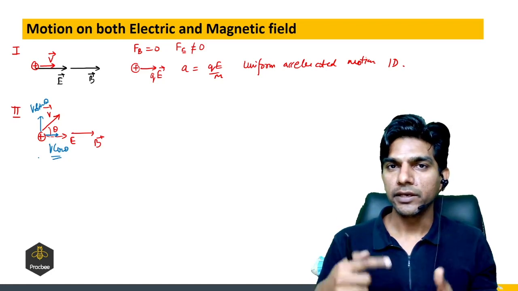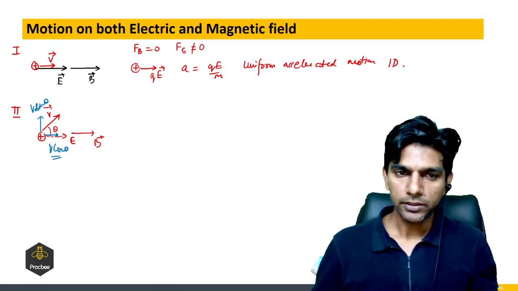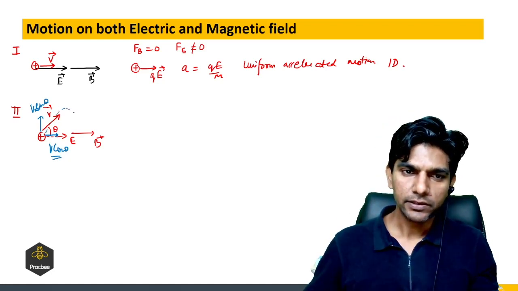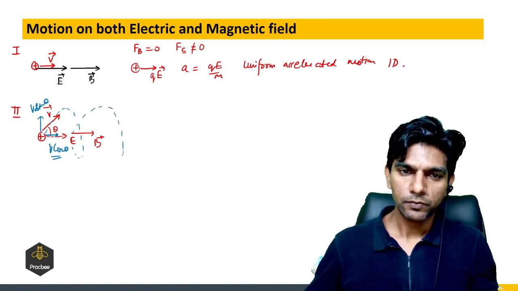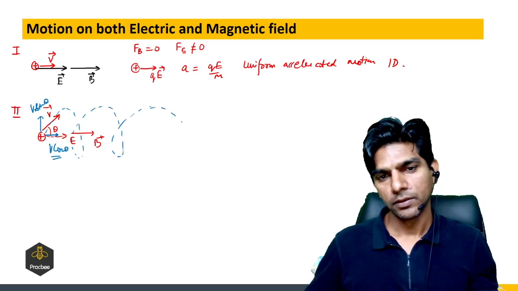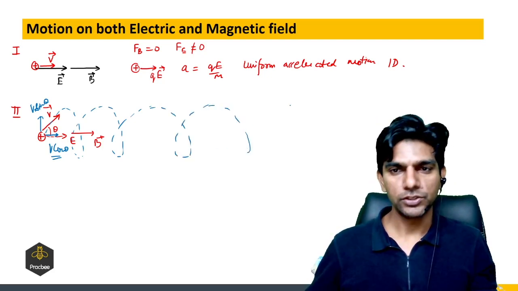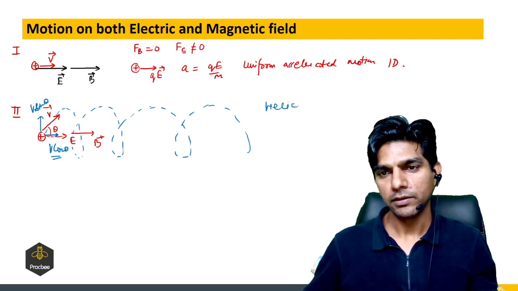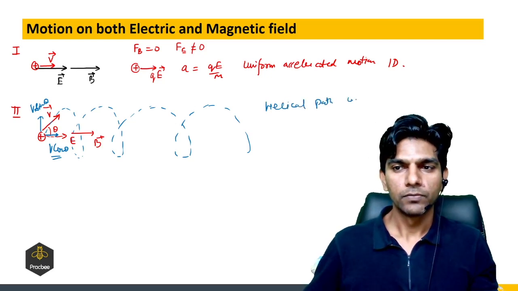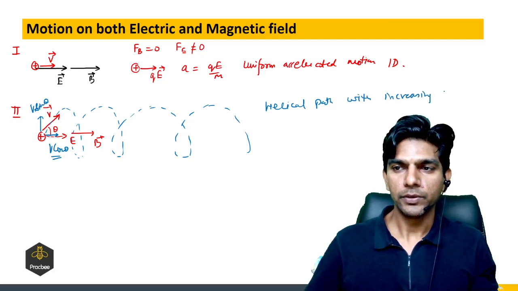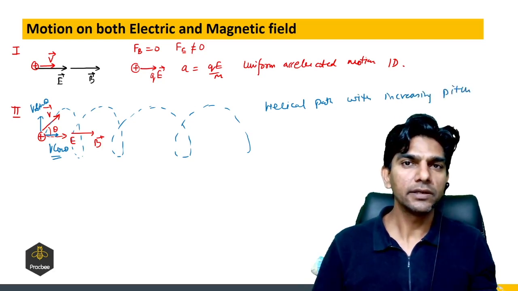Now in this case, the pitch is not constant. So the particle will move like this. First the pitch will be less and then the distance keeps on increasing. So you can say it will be a helical path with increasing pitch. So pitch is increasing at a constant rate.